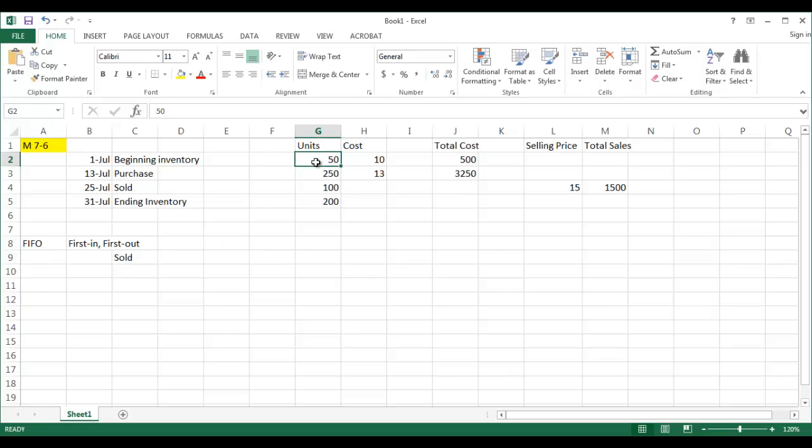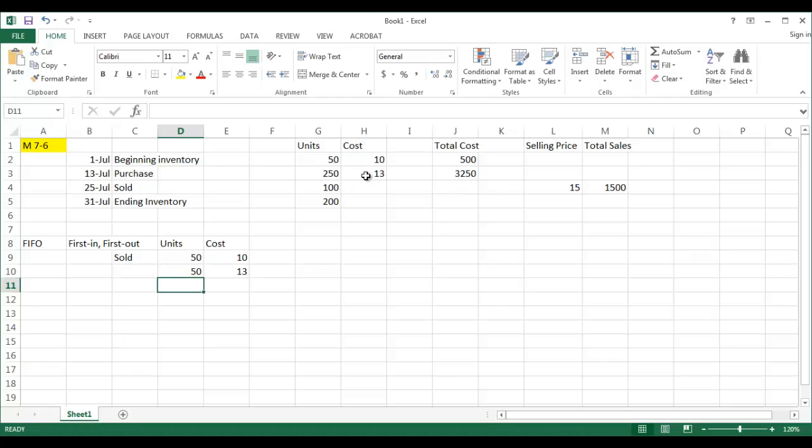Again, we had 50 units to start the month, and we had 250 units that we purchased on July 13th. So under FIFO, the 100 units we sold on July 25th are going to be the 100 oldest units we have. If we look in order, we've laid them out in order here. That means we're going to assume that we sold 50 of those beginning inventory units at a cost of $10. And I'll just add some headers here for us. And we also sold another 50 units to get to our total of 100. Those would have come from the 250 that we purchased on July 13th. So those have a cost of $13 per unit.